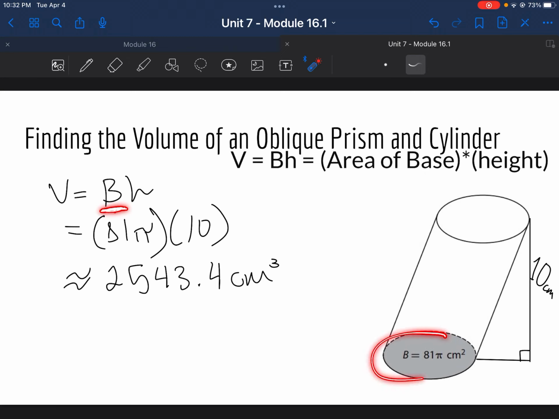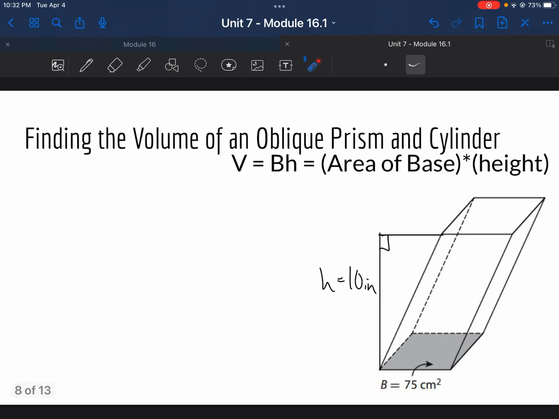So again, just to recap, the area of my base, in this case they give it to us, is going to be denoted by a big B. So I'm going to replace 81 pi with my big B. And then my height is just going to be my H.